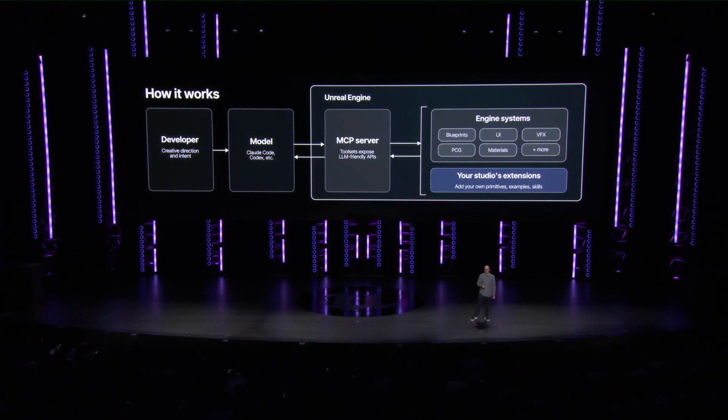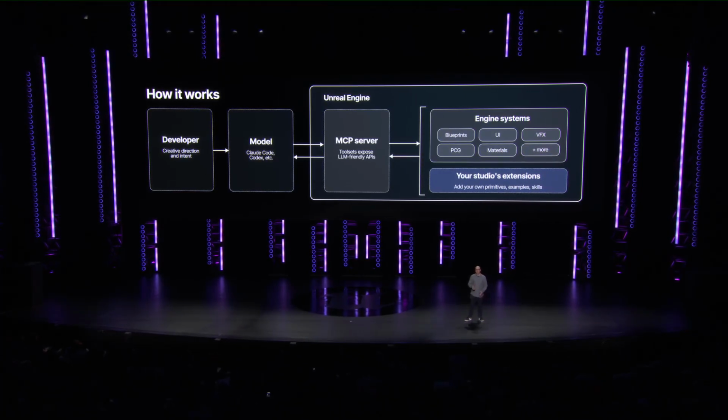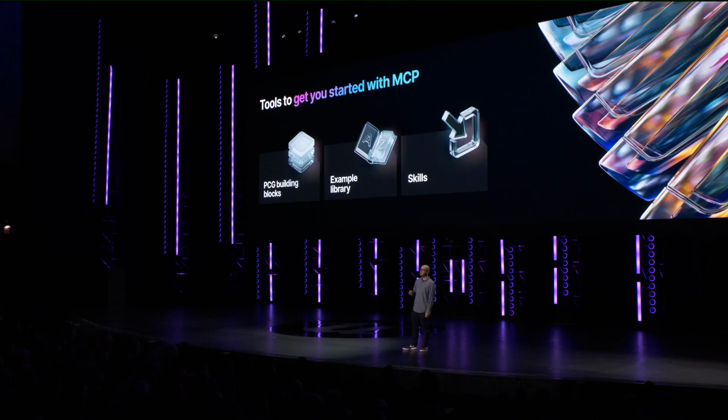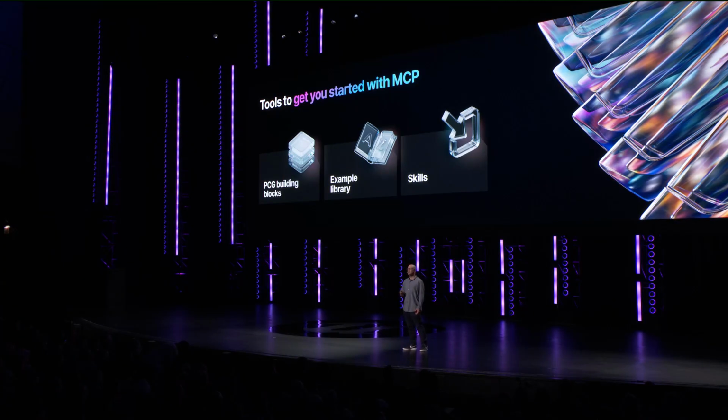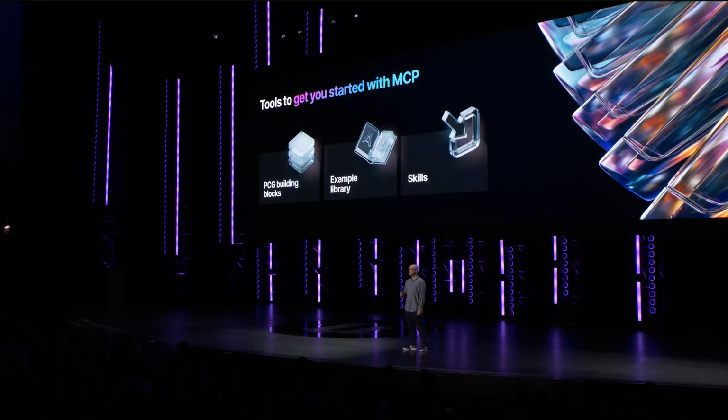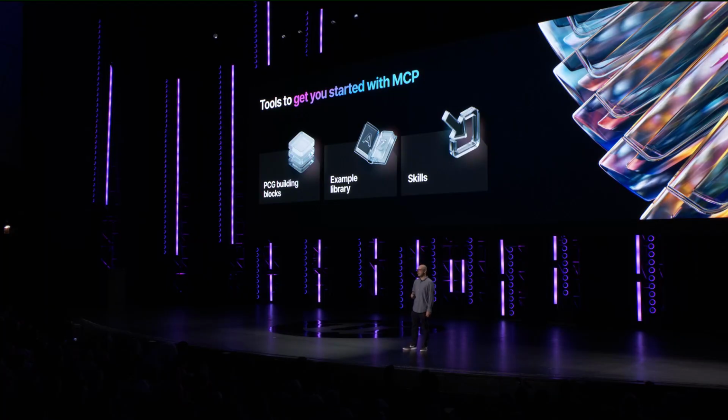Now, while large language models are great at language and reasoning, they don't naturally think spatially. Unreal does. To help connect the two, we're giving you over 80 foundational procedural content generation building blocks, a library of examples, and skills that encode specific Unreal workflows. Now, this is experimental, and it's going to keep getting better. This is where you come in. Tell us what's working. Tell us what's not. That's how we're going to make this better.